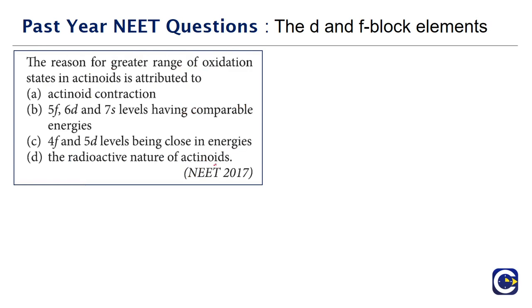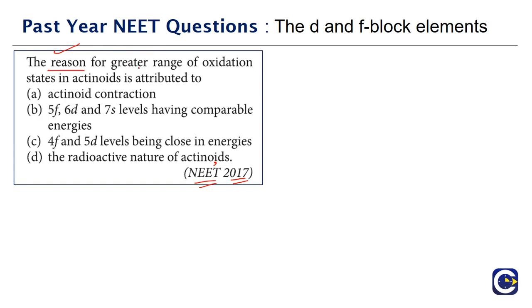Next we have a question based on the properties of the actinoids. So it is possible that we can expect questions on the properties of lanthanoids and actinoids. Sometimes they may give questions on the anomalies. Sometimes they may give questions like, which of them is correct, which of them is incorrect. So look at this question. This is a reasoning question.